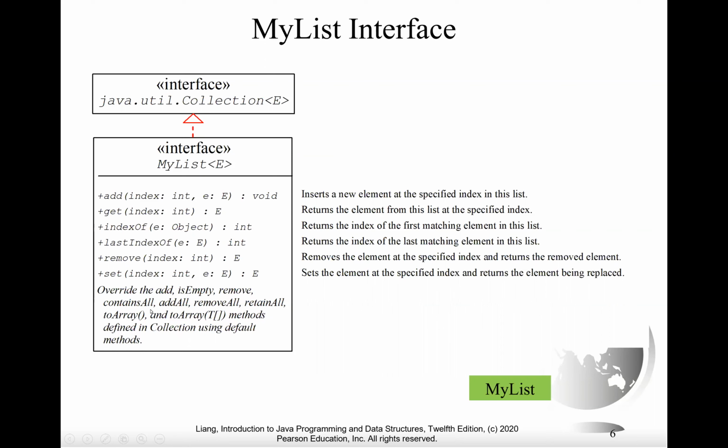You're going to override the methods add, isEmpty, remove, containsAll, addAll, removeAll, retainAll, toArray, and toArray methods defined in the Collection interface. This is MyList.